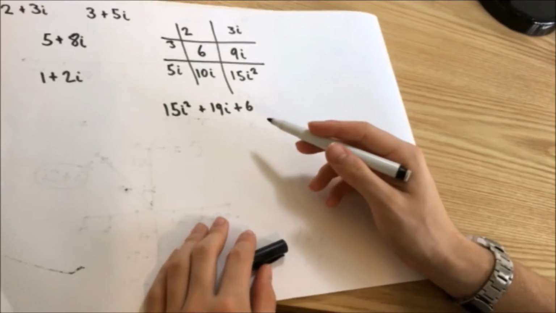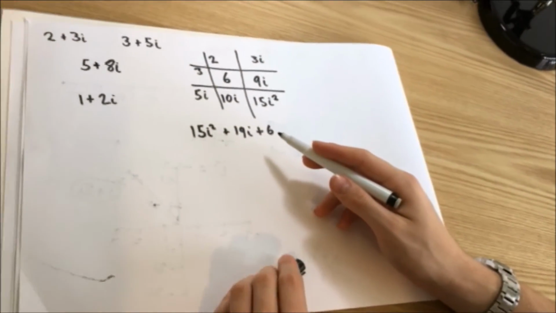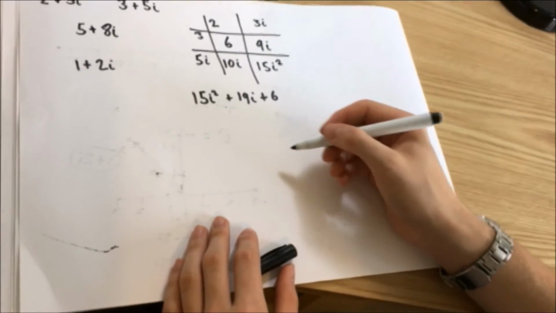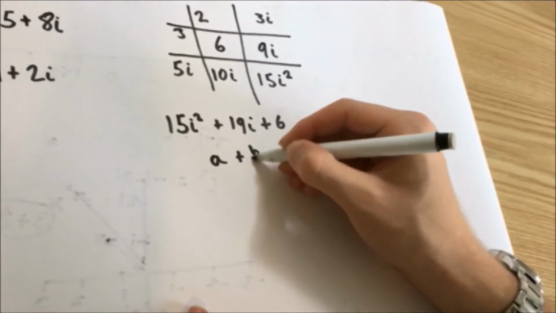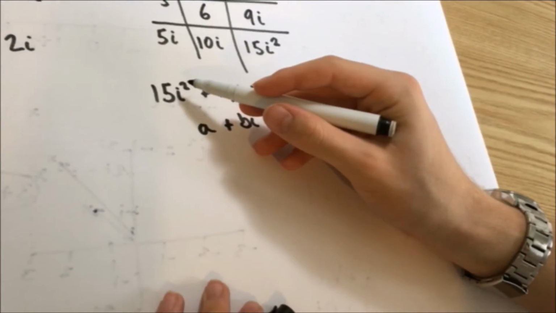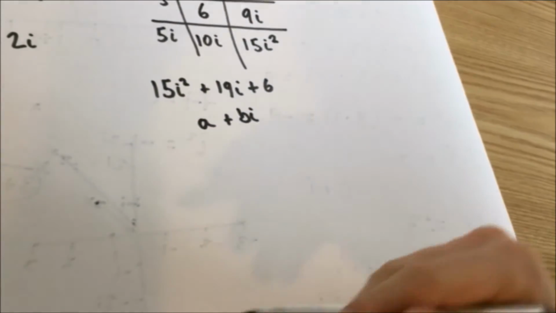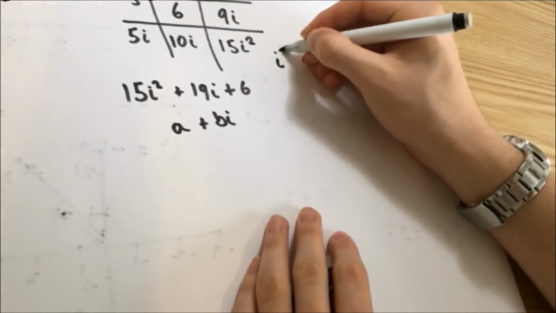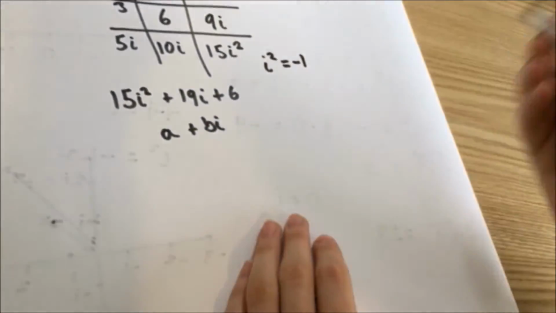But wait a minute, this doesn't look like a complex number. Complex numbers have to be in the form a plus bi, and we've got this pesky i squared term over here. But if we remember back to before, i squared equals negative 1. That's how we define i.